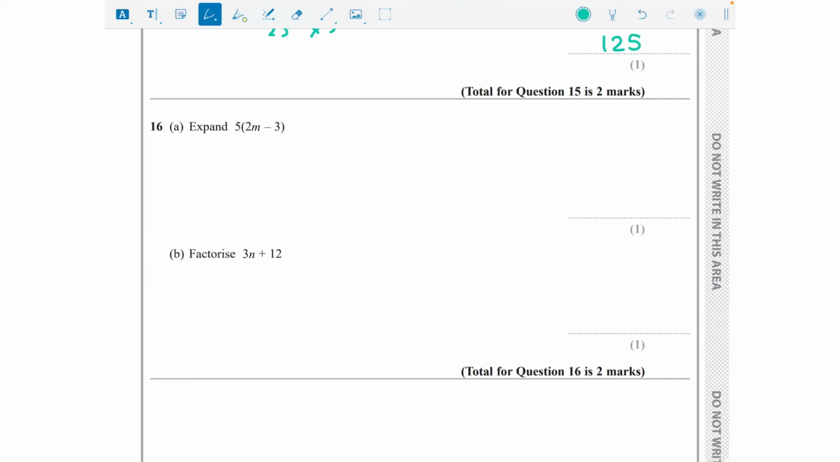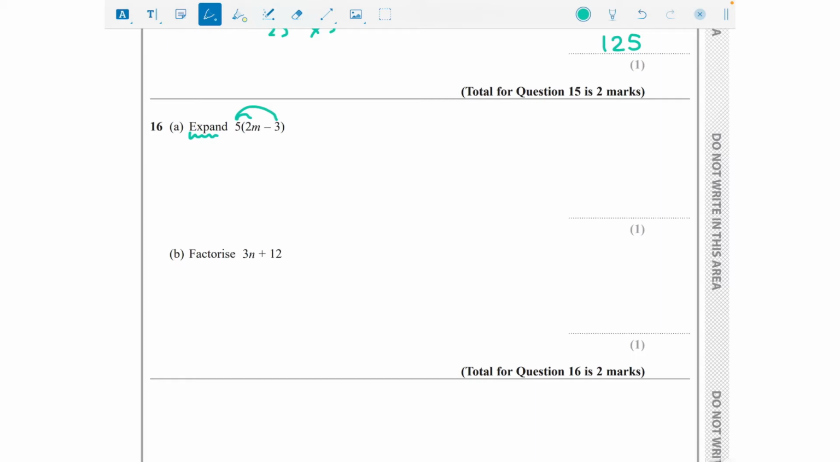This means that everything in the bracket is being multiplied by 5. We're saying 5 lots of this bracket. And expand just means get rid of the brackets. So we're going to do 5 multiplied by the first thing and 5 multiplied by the second thing. And then everything in the brackets has been multiplied by 5.